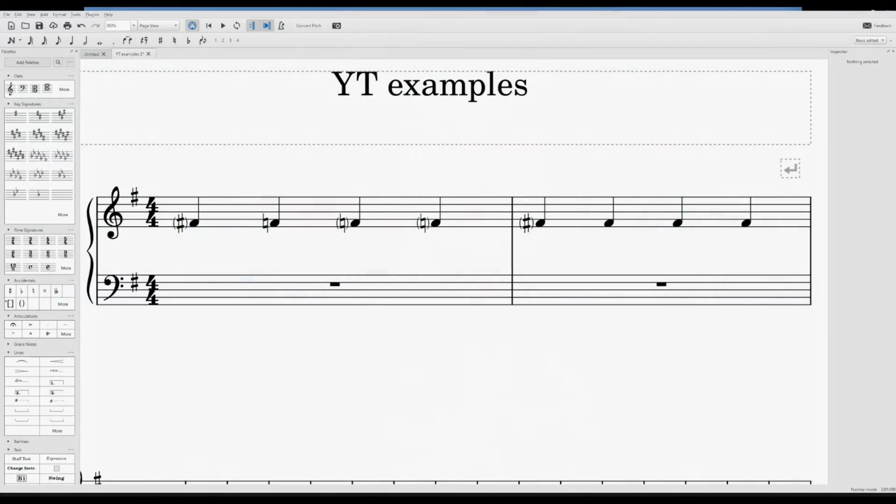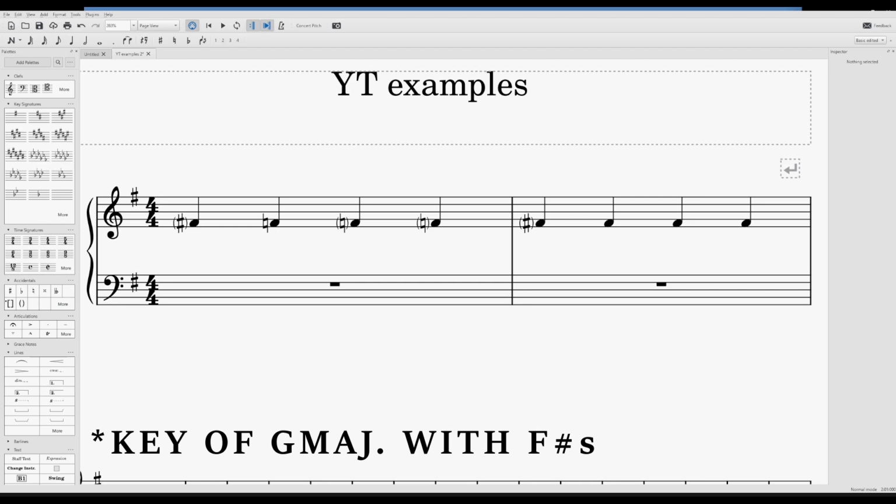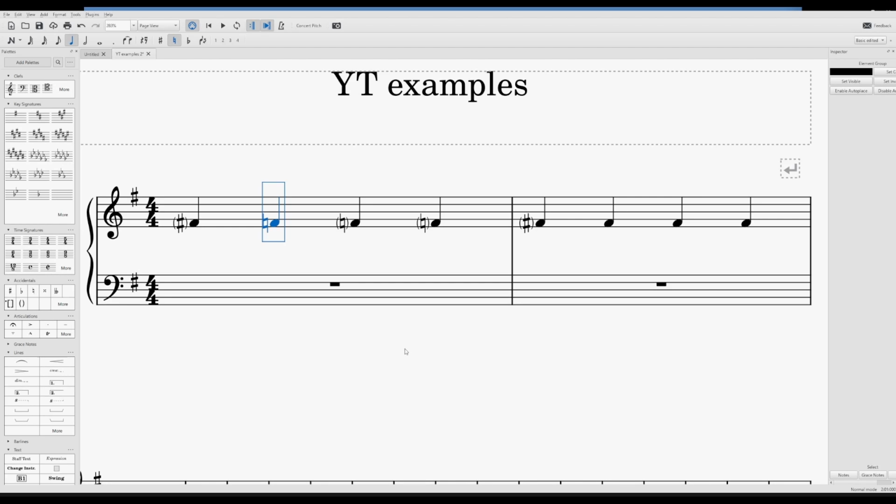Another aspect to an accidental is that within a singular measure, say you have multiple Fs in this measure, and we're still in that key of G major. So these are actually all F sharps. Let's say that second one actually has a natural added to it. That would make all remaining F sharps in this measure automatically F naturals.